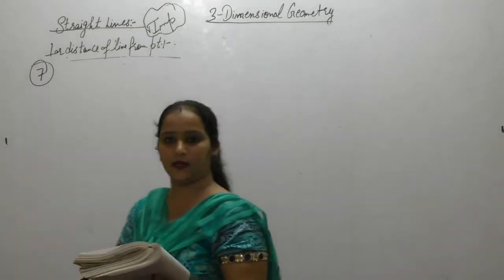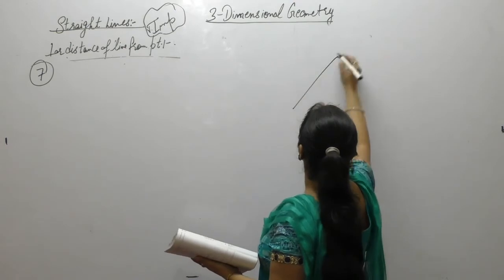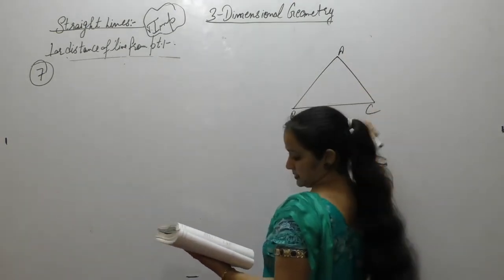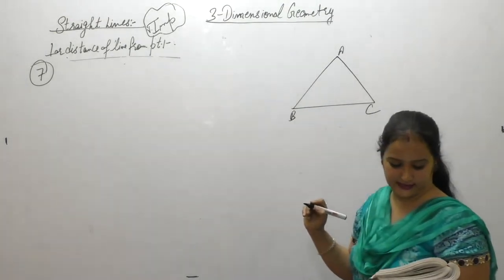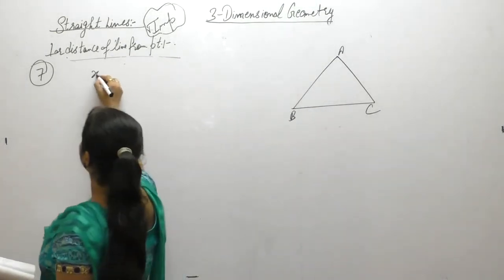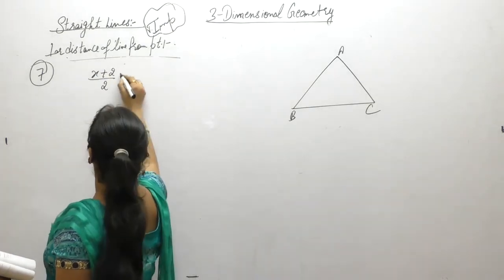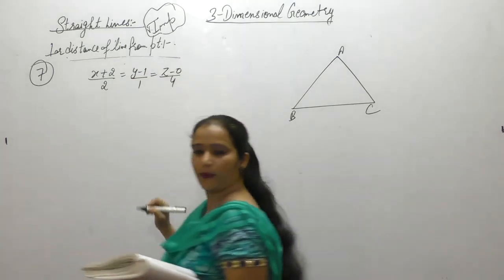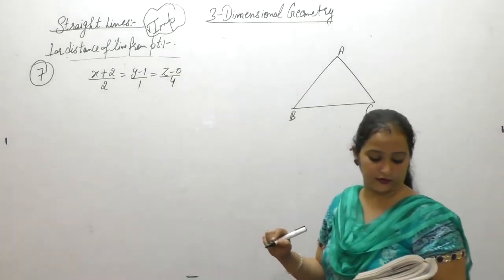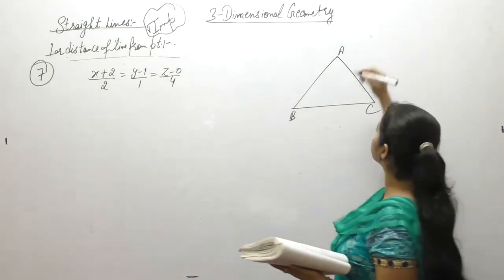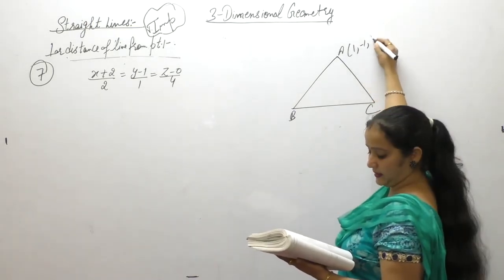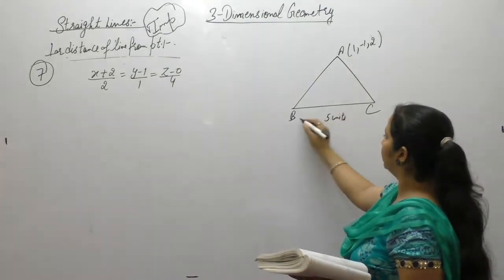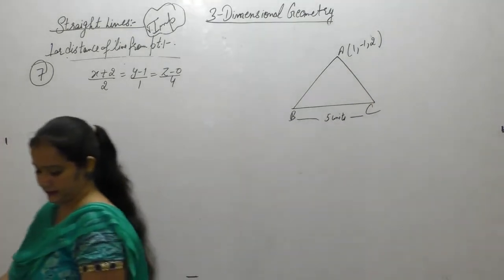Vertices B and C of triangle ABC lie along the line (x plus 2) upon 2, (y minus 1) upon 1, (z minus 0) upon 4. Find the area of the triangle given that A has coordinates 1, minus 1, 2 and the line segment BC has length 5 units.